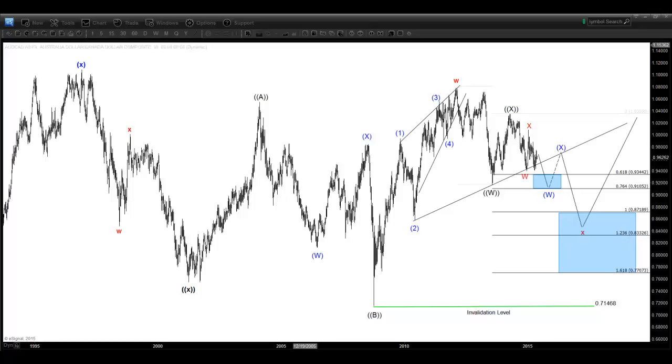Today we are going to take a look at the AUDCAD. Now this pair is not part of the 42 instruments that EWF currently covers. So this is something that we do to show an example of our analysis, how we actually label our charts, and what to expect with this pair.